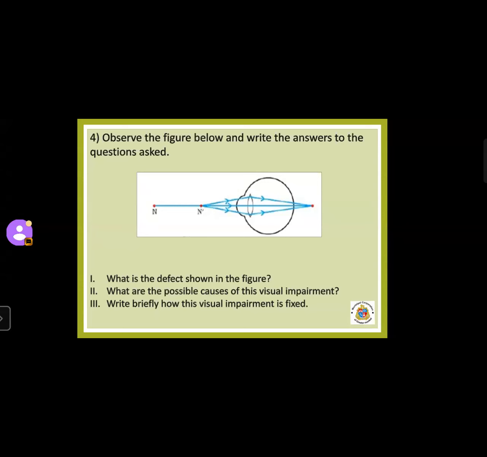Remember, three types of defect: myopia, hypermetropia, and presbyopia. Now, when the image is formed in front of retina, that defect is myopia. And when the image is formed behind the retina, that is hypermetropia. So questions are, what is the defect shown in the figure? What are the possible causes of this visual impairment? And write briefly how this visual impairment is fixed. Okay. So what is the answer?